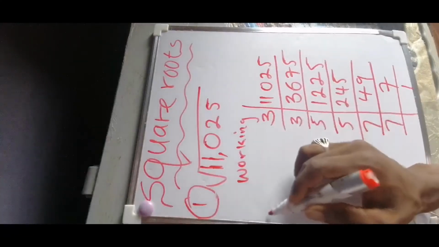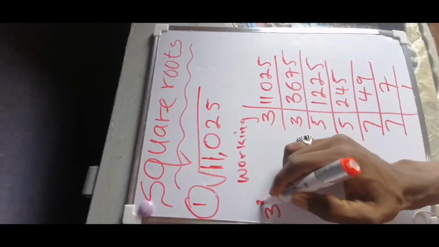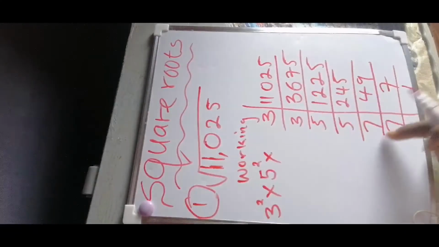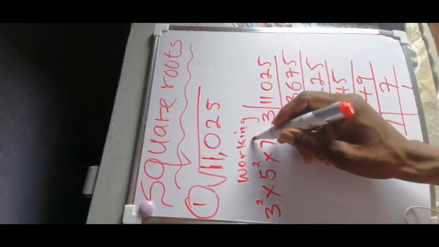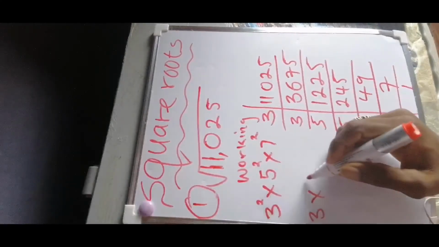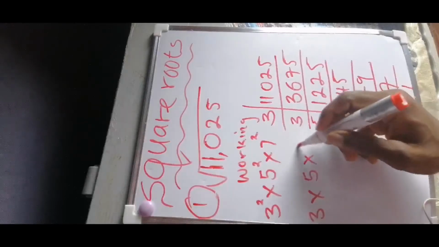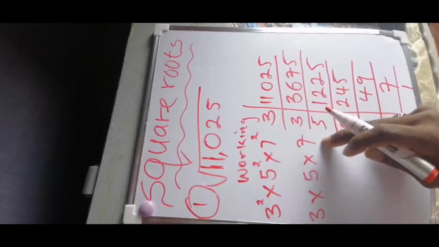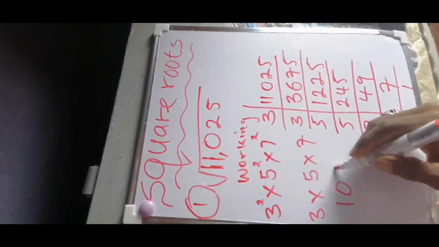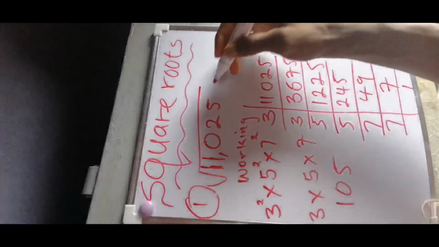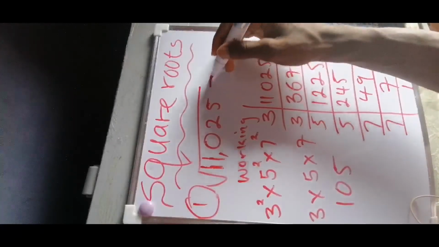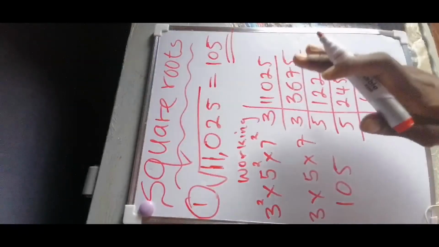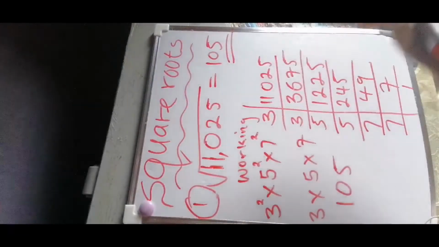Therefore, we are going to say 3 square times 5 square times 7 square. So 3 times 5 times 7, the answer is 105. So the square root of 11,025 is 105. This is a simple way to solve your square root without using a calculator.